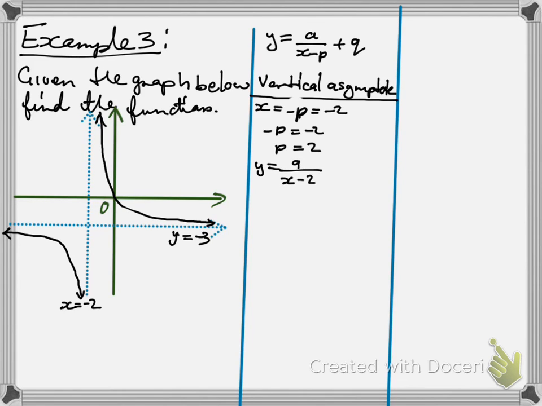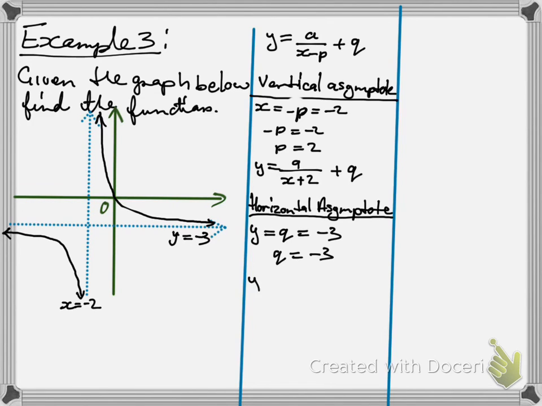And then we put that value back into our equation. It's going to be y equals a over x plus 2. Now, using the horizontal asymptote, we can find the value of q. Remember, the horizontal asymptote is y equals q. So in this case, our q is negative 3. So we rewrite our equation. It's going to be y equals a over x plus 2, minus 3.